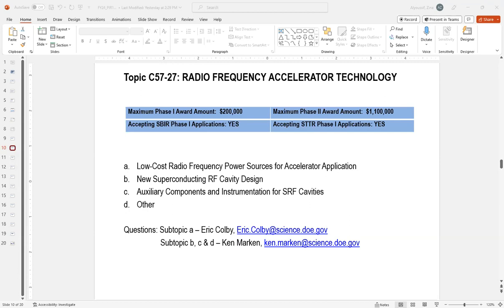Additional elements compared to last year is a bit of an emphasis on a couple of new ideas and concepts, which is a short pulse moderate bandwidth C or X band klystron, and also a solid state narrow bandwidth amplifier. Besides those two additions, it's actually very similar to last year's topic with a bit of rewriting.